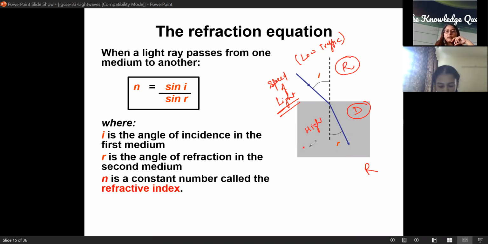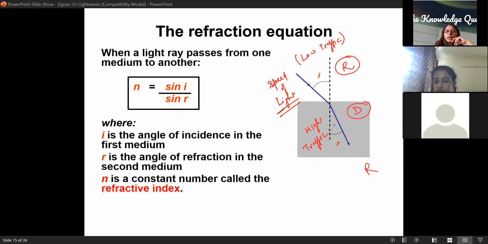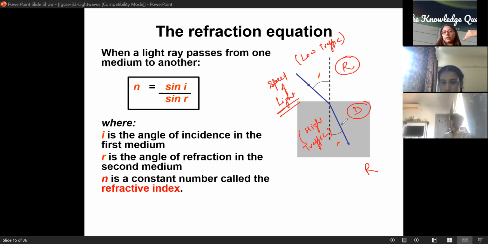High traffic zone. So what will happen here? The speed will become low. Whenever there is a speed change, if you see that the thing is moving slowly, there is a small deflection that you see here.